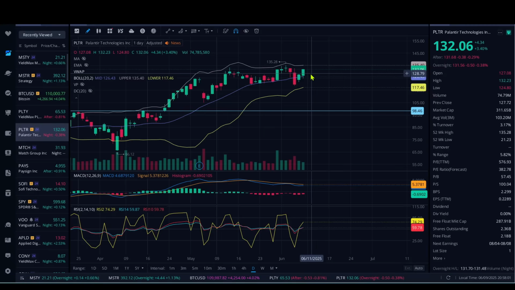PLTY and MSTY are my income plays, right? Because it's YieldMax, we're earning those distributions on a 4-week basis. So that's more of an income play on my part. And MSTR and Palantir are more of the price appreciation play. I'm looking to capture some of that price movement up, right? I'm not selling any of it, but that is more the price appreciation plays in my case.